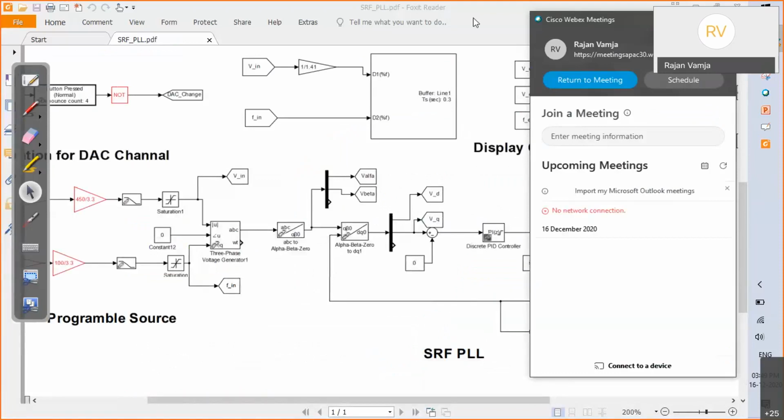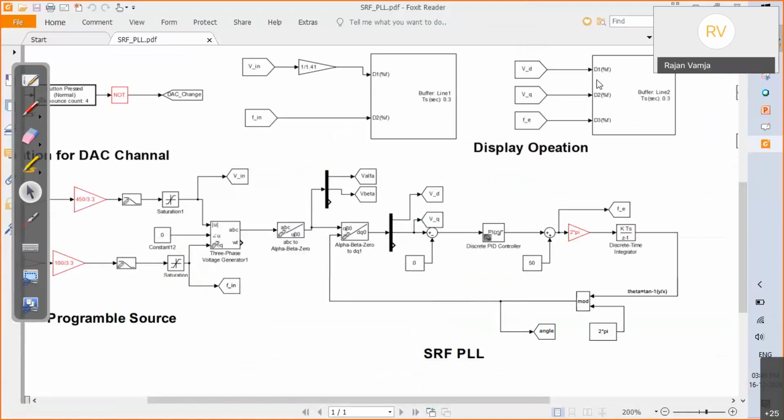I think my screen is... Yes, sir. It is visible.